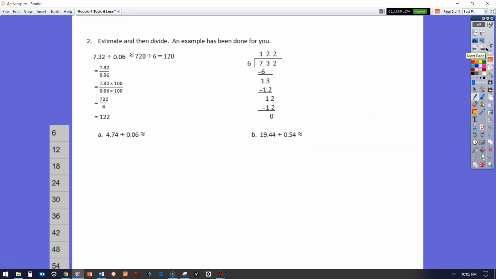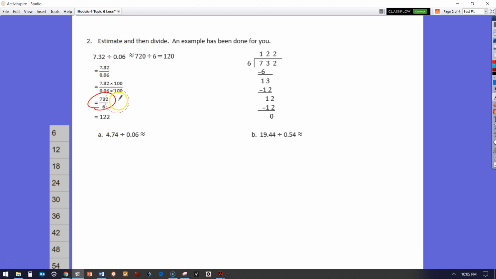Next, I'm doing the same thing, estimating and dividing. So we're going to estimate. I like to get all the way down to this step, and then I estimate. All right, I would suggest that you do the same. You can estimate from here, but it's going to be a little bit difficult with the decimals if you don't get rid of that decimal first in your divisor.